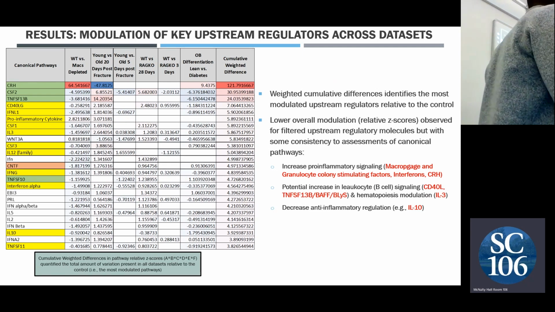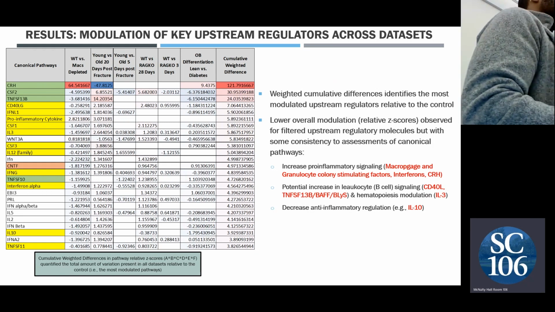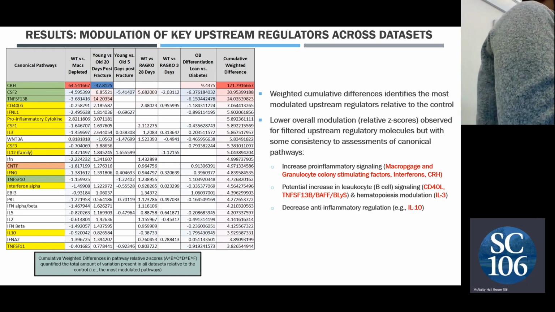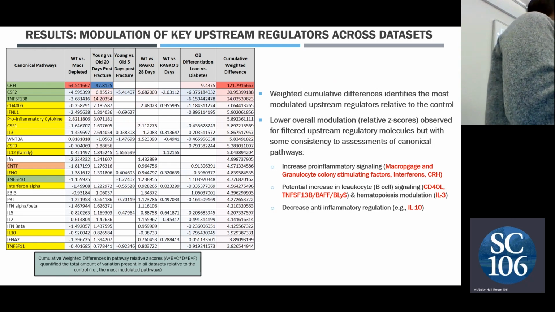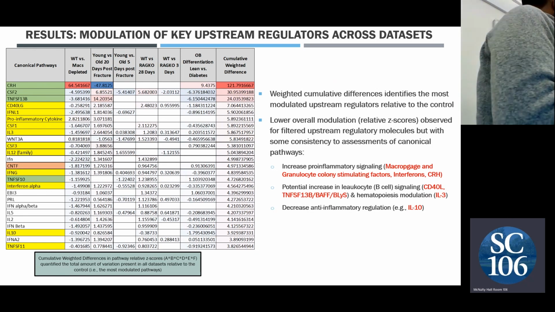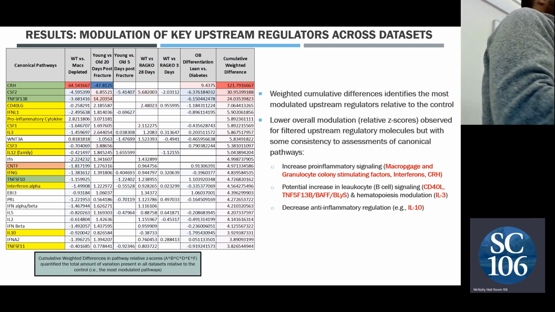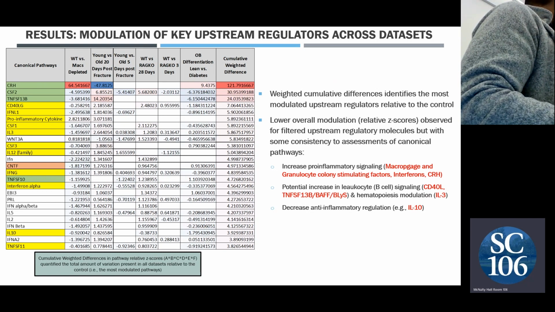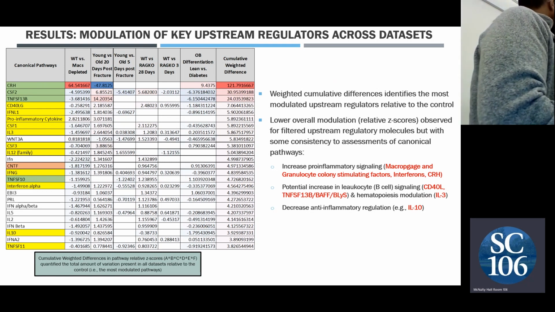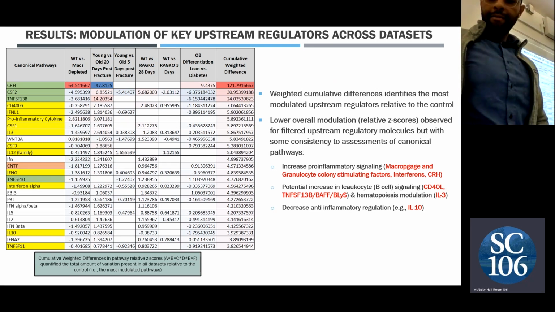Interestingly here, we are seeing increases in signals associated with B cell survival and differentiation, CD40 ligand, TNFSF13B, otherwise known as BAFF, as well as hematopoietic modulation, namely through IL-3, as well as, again, indication of decreased inflammatory regulation mediated by IL-10.